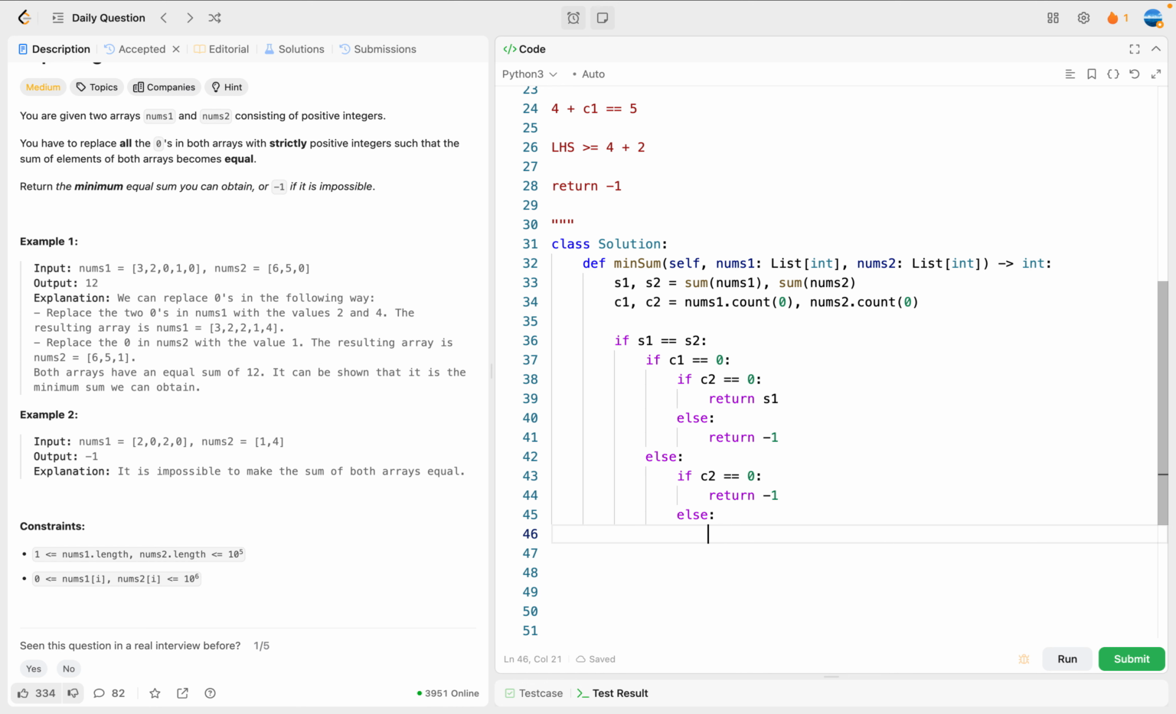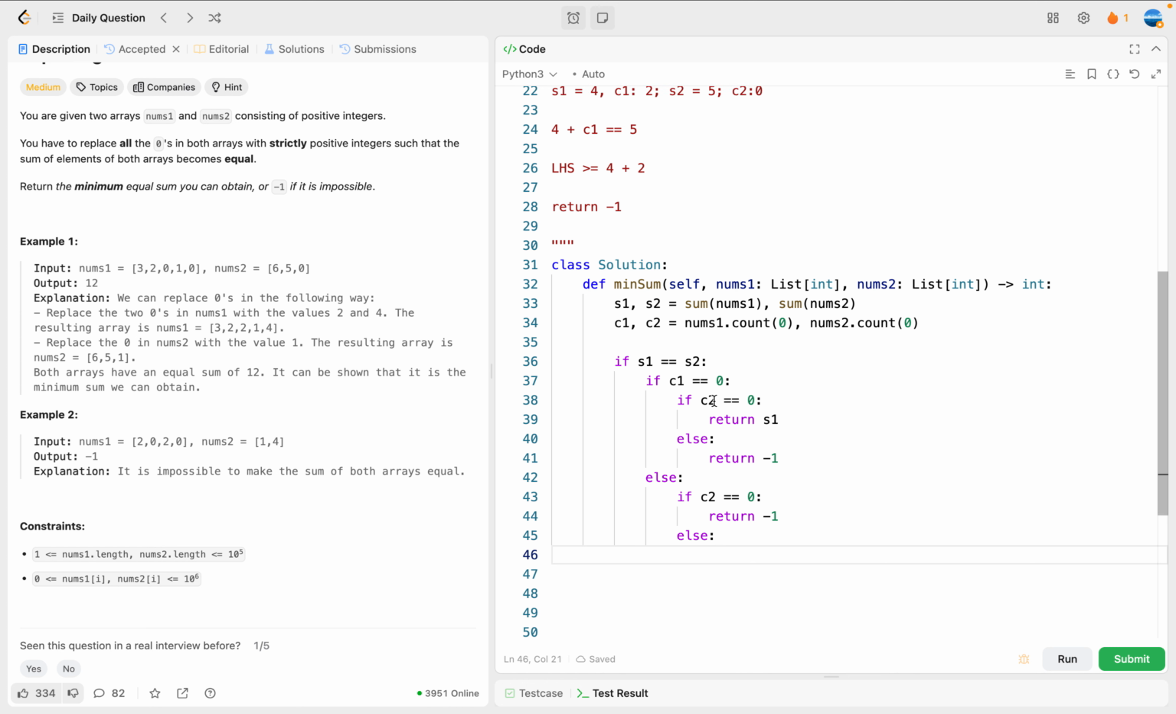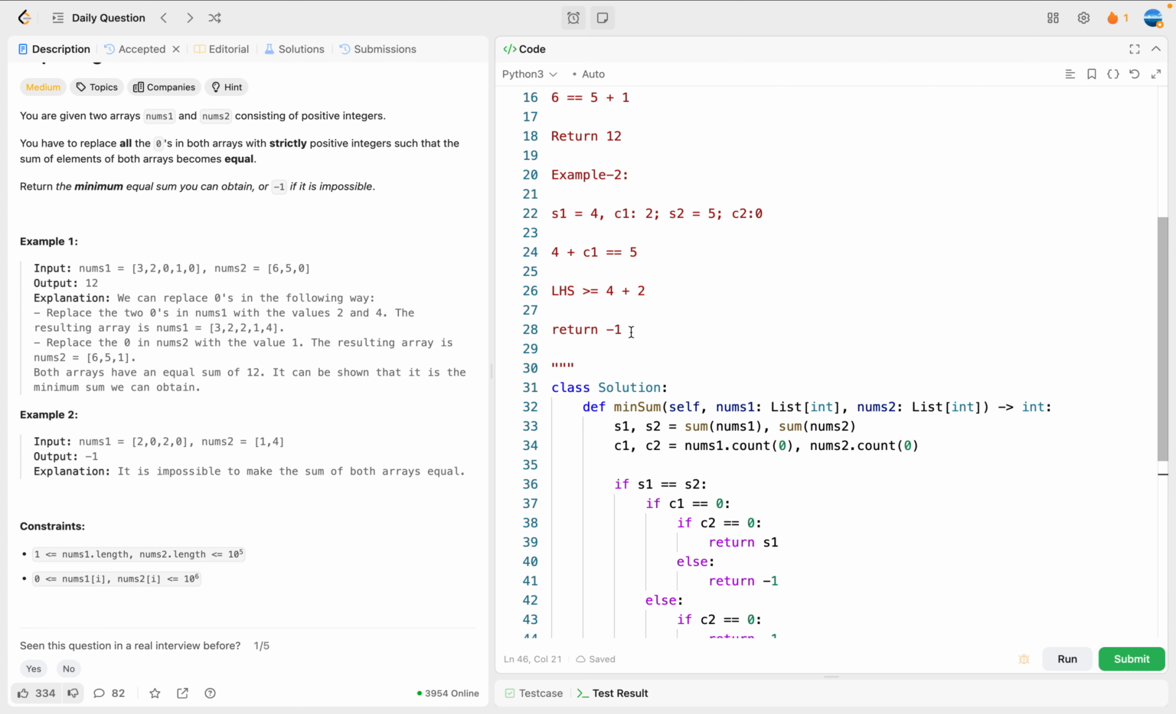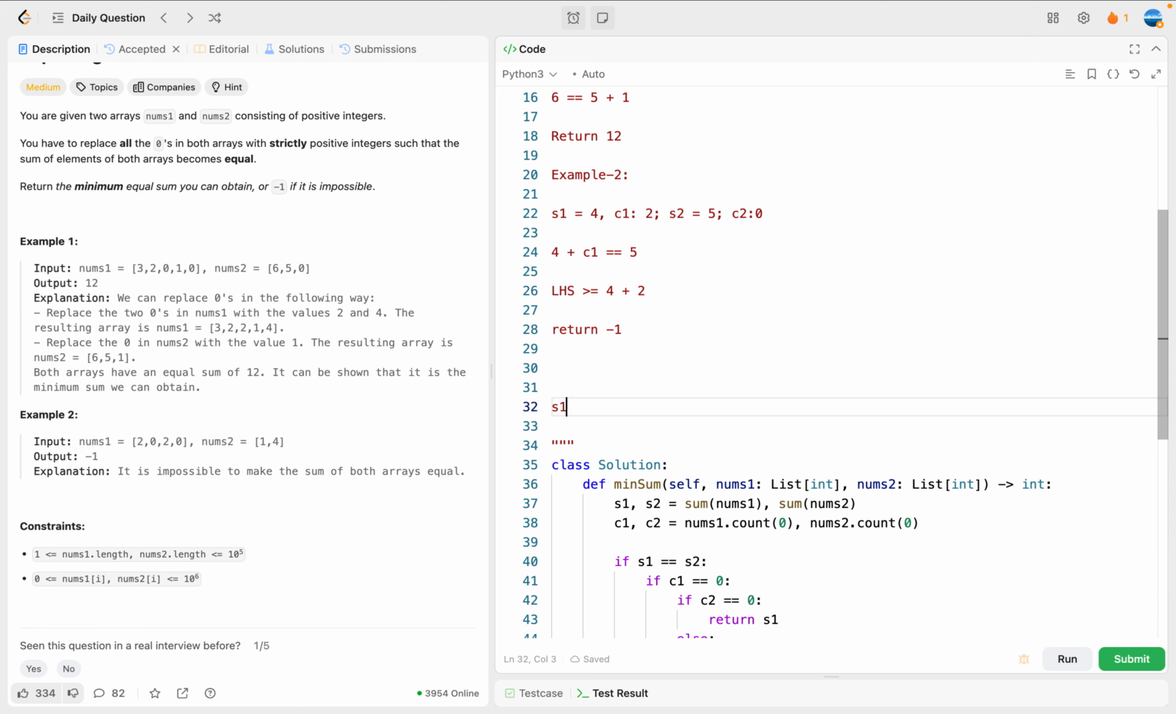Otherwise, both C1 and C2 are non-zero. So here we have a scenario like this: S1 plus at least C1. We want this to be equal.